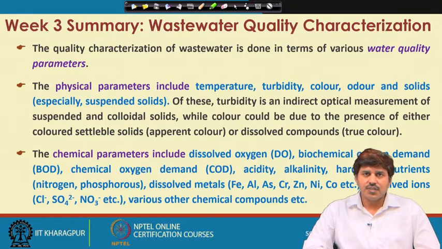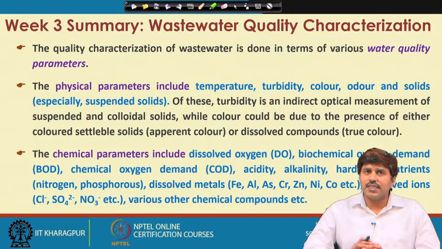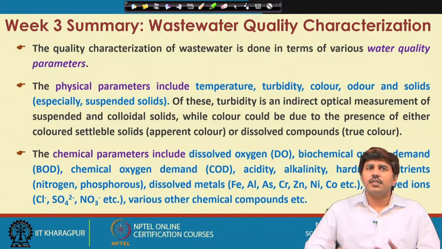Okay. Then, in the third week of the course, we discussed wastewater quality characterization. The quality characterization of wastewater is usually done in terms of water quality parameters. There are physical parameters that include temperature, turbidity, color, odor and solids, especially the suspended solids part. Of these parameters, turbidity is actually an indirect optical measurement of the suspended and colloidal solids, whereas color could be either apparent or true color.